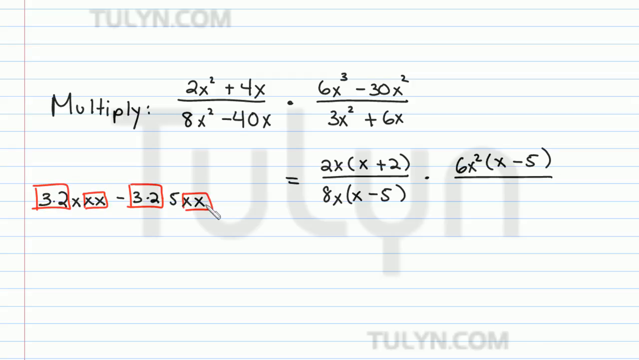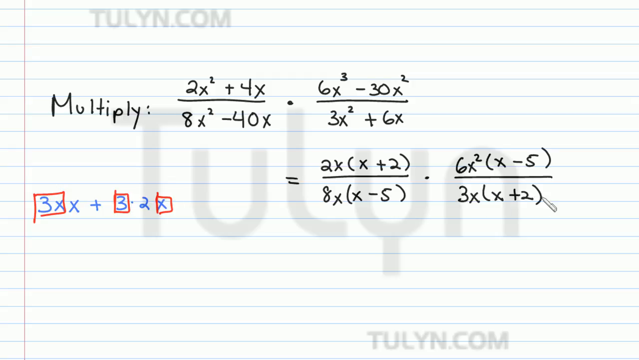And then finally, the denominator of the second term, 3x squared we can write as 3 times x times x, and then 6x we can write as 3 times 2 times x, and there is a 3x in common on both terms. So we can factor that out, and what's left is an x plus 2.